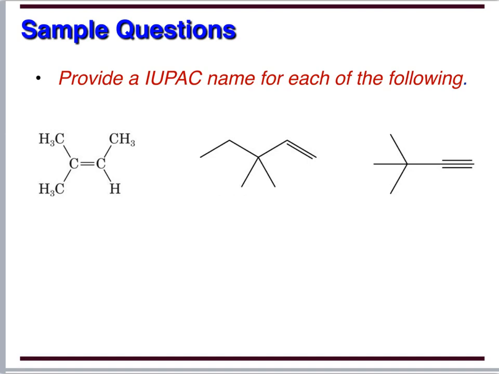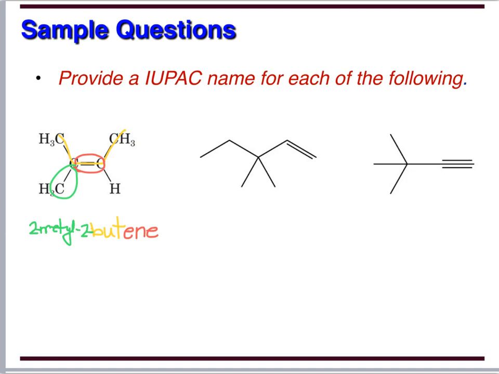Okay, so to do the first one, again, longest chain. So 1, 2, 3, 4. So the last part of the name, the root of the name is going to be but. What kind of a bond do I have? I have a double bond, so that means the ending is going to be ENE. And then I have to take a look at any branches that I have, and there I have a methyl group. So it's at carbon number 2, so that is going to give me 2-methyl-2-butene. Sorry, it's kind of squeezed together.